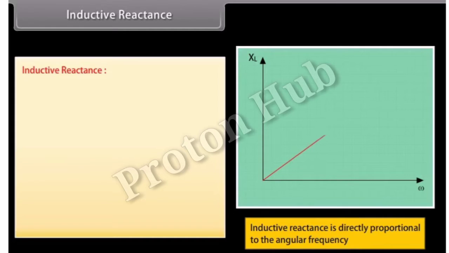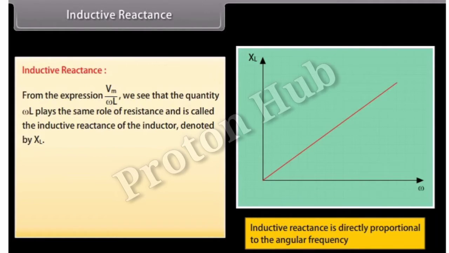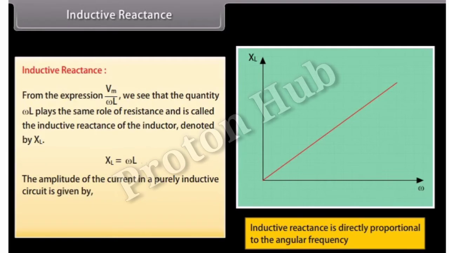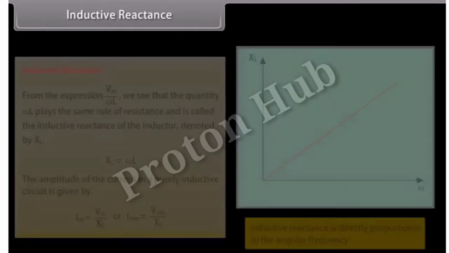Inductive reactance. From the expression Vm upon omega L, we see that the quantity omega L plays the same role as resistance and is called the inductive reactance of the inductor, denoted by XL. XL is equal to omega L. The amplitude of the current in a purely inductive circuit is given by Im equal to Vm upon XL.